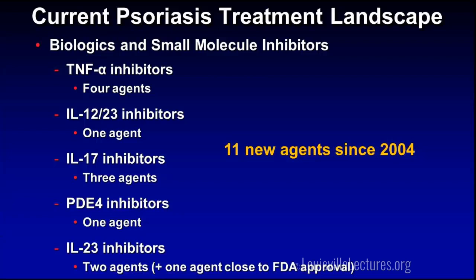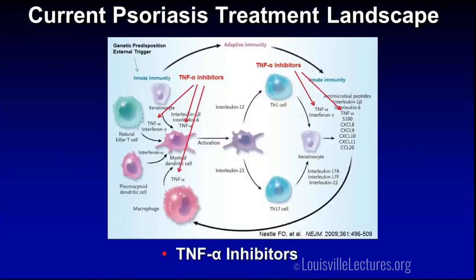There are other medicines here, but in really today's landscape in the medicines that we prescribe on any regular basis, there are a number of families of medicines up here. And since 2004, there have been 11 medications that we have to choose from on a daily basis to treat our patients with moderate to severe psoriasis. And another agent that is probably very close to FDA approval, probably within the next few months.